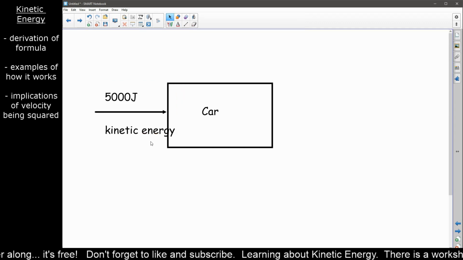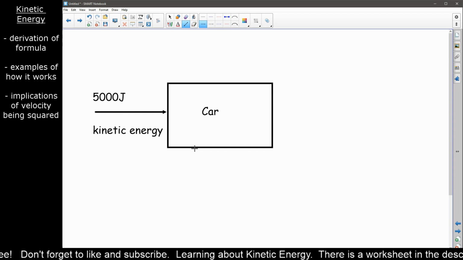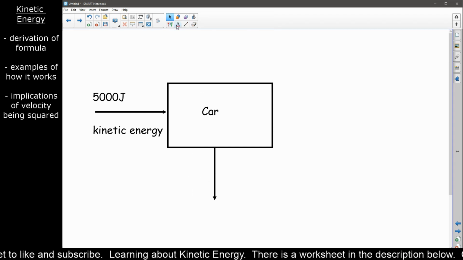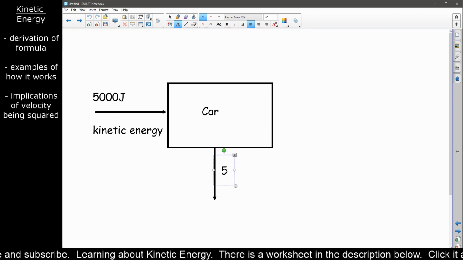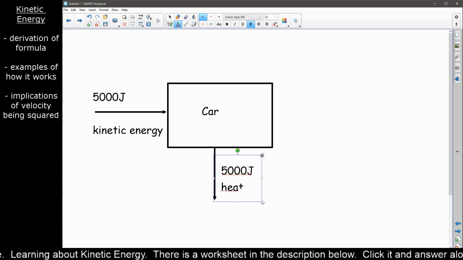And at the end of that process, we want 0 joules of kinetic energy. This is one of the very few situations where we want to waste everything. Okay, we need to waste 5,000 joules of energy, and we need to waste it pretty sharply if we want to stop in time. So we want 5,000 joules of heat and sound.